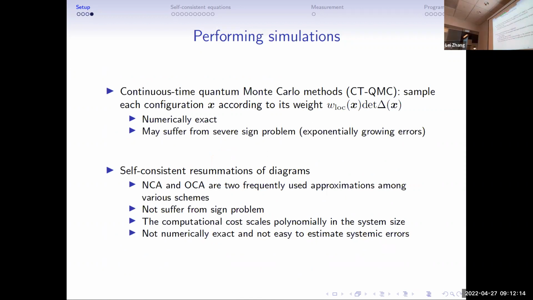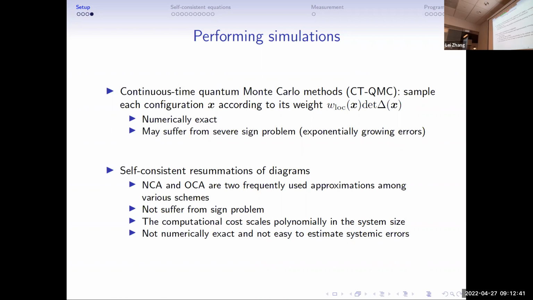There are mainly 2 methods to perform the simulations. The first method is CT-QMC. We sample each configuration according to its weight, W local times the determinant of delta. This method is numerically exact, but it may suffer from severe sign problem, leading to exponentially growing errors.